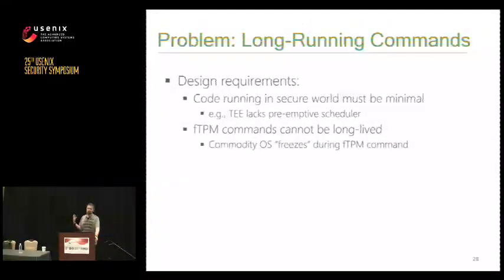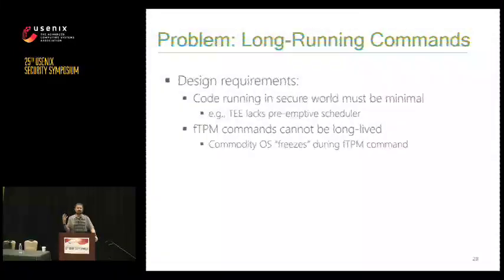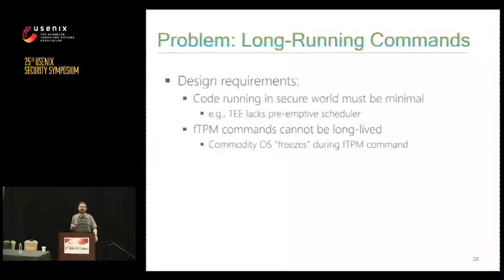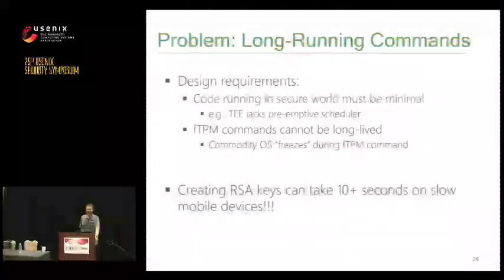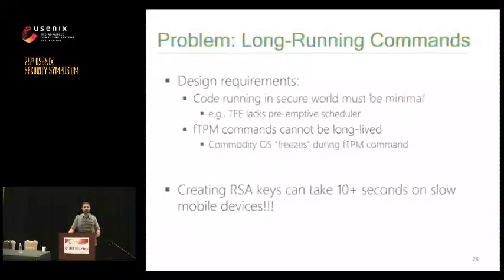Code running in the secure world must be minimal. For example, the TrustZone lacks preemptive scheduling, so we can't really switch back and forth very quickly between the two worlds. What this means is that whenever we run an fTPM command, the operating system freezes to a first approximation. And we want to make sure that these periods of time in which the OS is frozen are not very long. Well, it turns out that creating RSA keys, which is one of the TPM operations, can take over 10 seconds on slower mobile devices.